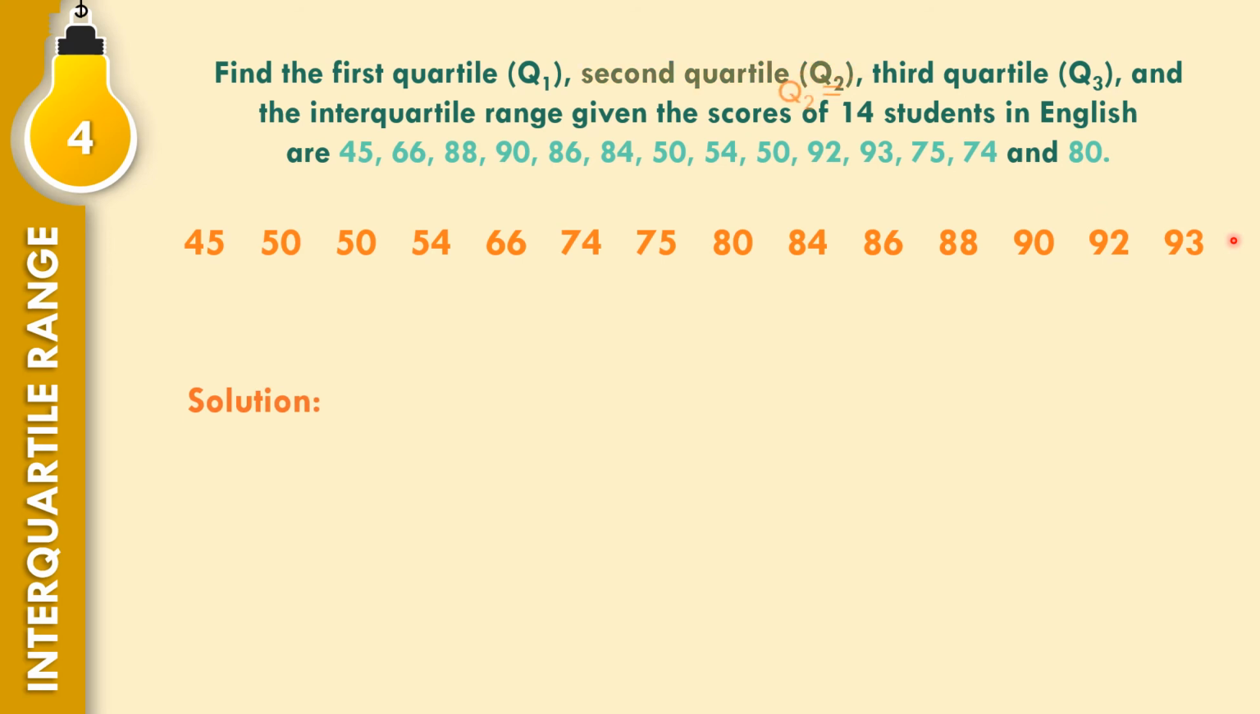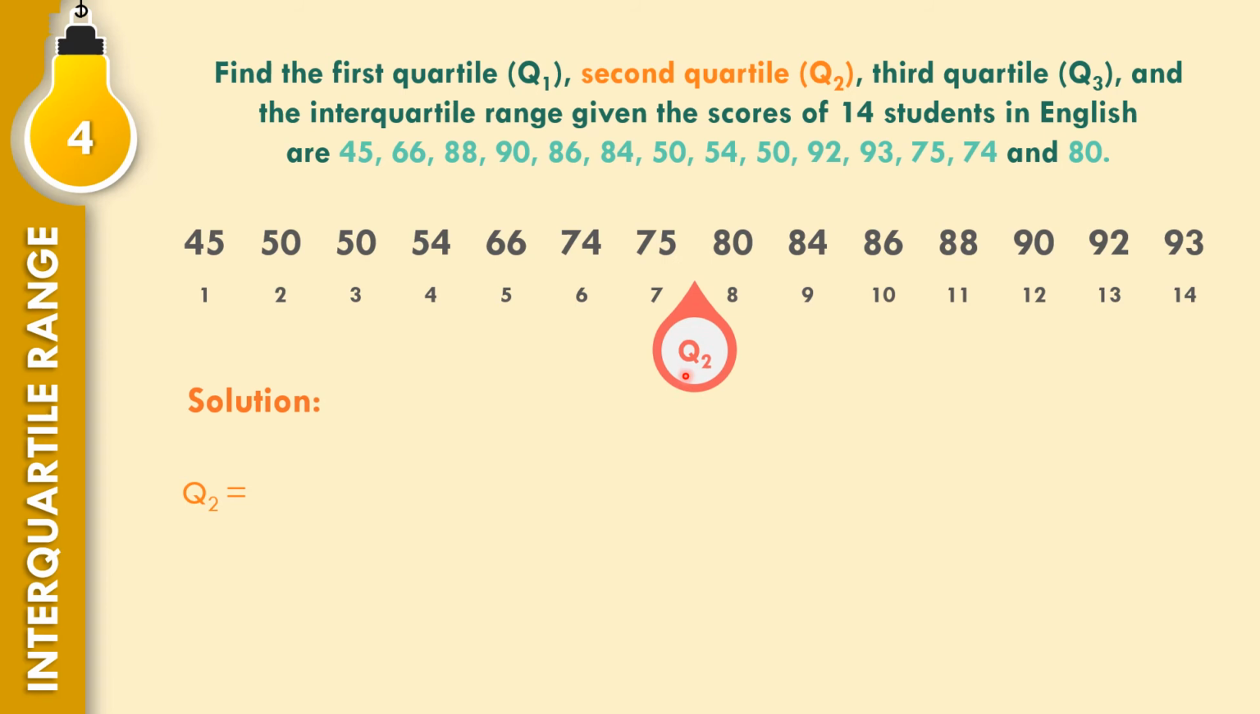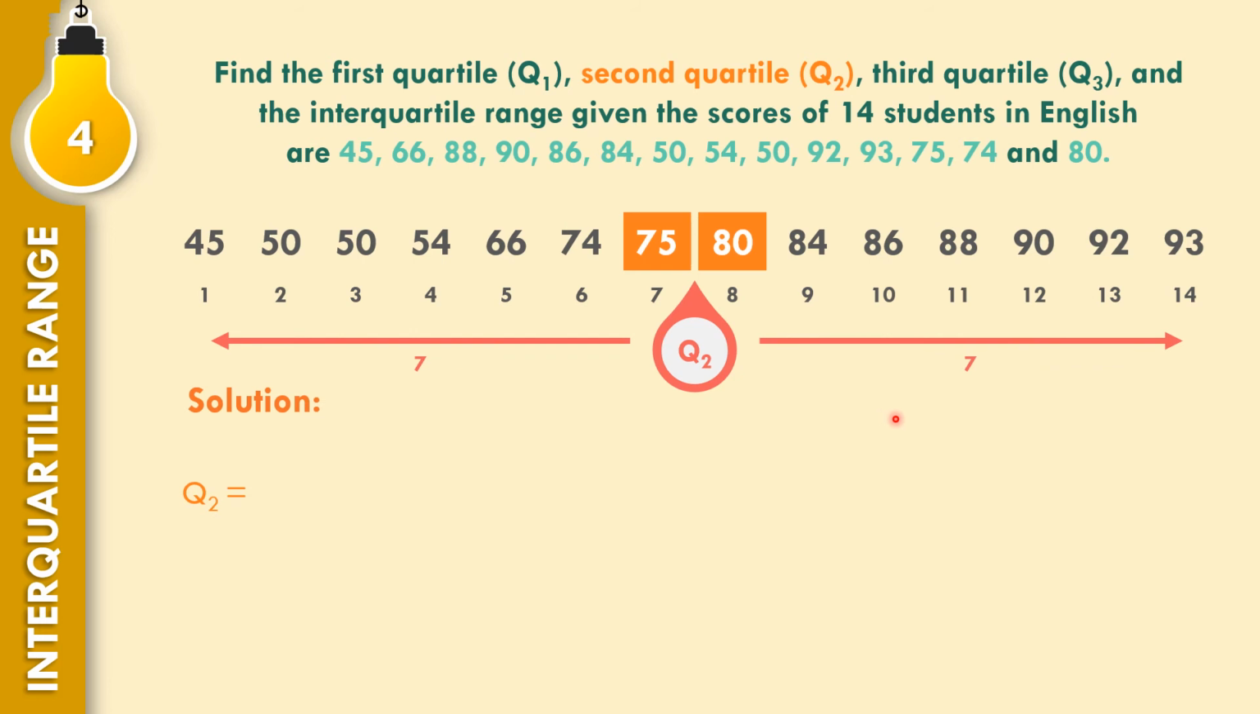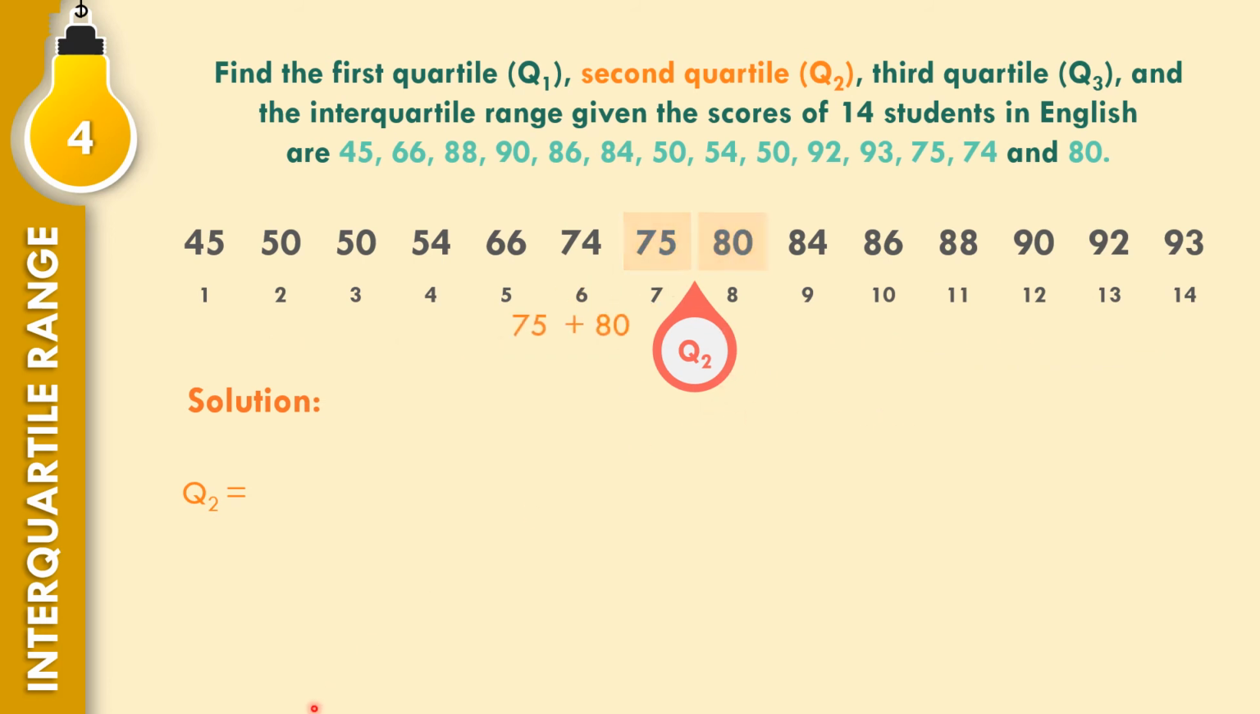First, we need to identify the quartile 2 or the second quartile. But first, we need to identify the middle. So the middle from those numbers from 1 up to 14. N is equal to 14. It means the middle is between the position 7 and then 8. So this is the lower half and then the upper half. So let us solve for the quartile 2. So that is 75 plus 80 divided by 2, 155 divided by 2, the answer is equal to 77.5.